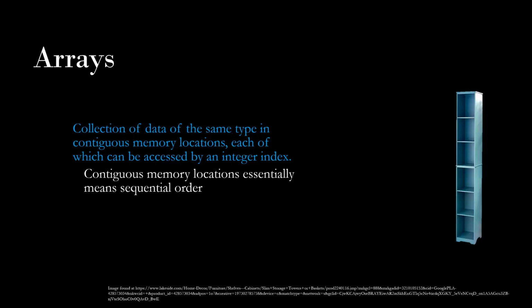So first of all, let's talk about what an array is. The definition of an array, at least for Java, is a collection of data of the same type in contiguous memory locations, each of which can be accessed by an integer index. Essentially, what we're talking about is memory that's in sequential order.